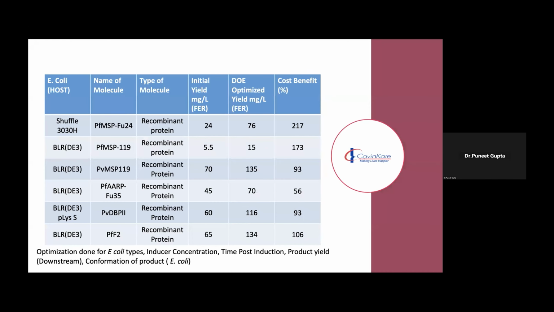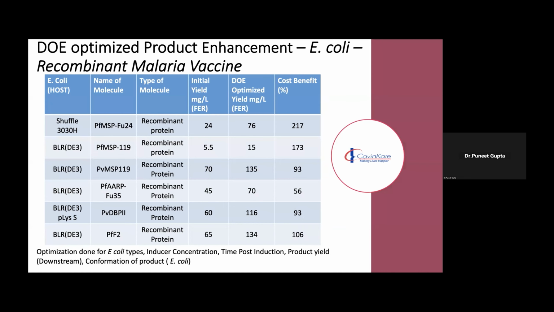We did optimizations for different proteins, specifically malaria vaccine candidates, in which we initially were getting about 24 mg per liter yield. After optimization of different conditions using different cell types which have disulfide bond isomerase, we were able to increase the protein production by 270%. Similarly, we did it for multiple proteins, optimizing inducer concentration, time post-induction, and product yield. Except for the last two proteins, all proteins were obtained as soluble proteins.